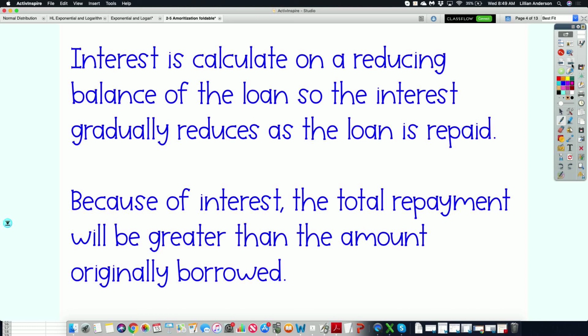And because of interest, the total repayment will always be greater than the originally borrowed amount. It's always greater. Now, paying off a loan faster can reduce the amount that you end up repaying. But if you decide to stick with the loan payment, you'll always end up paying more than what you originally borrowed. So $10,000 is never how much you pay back. It's always more. Questions so far?